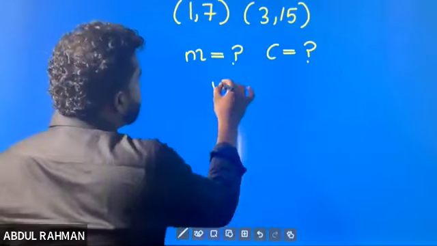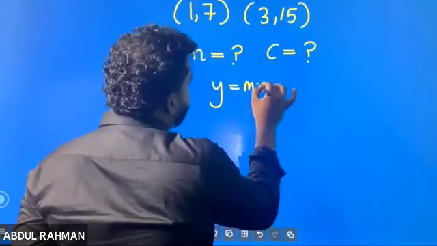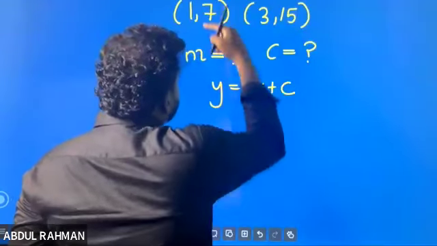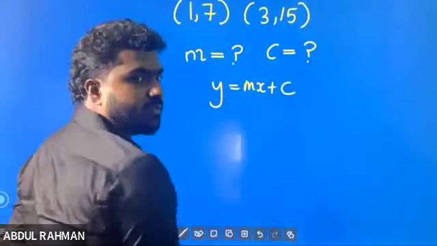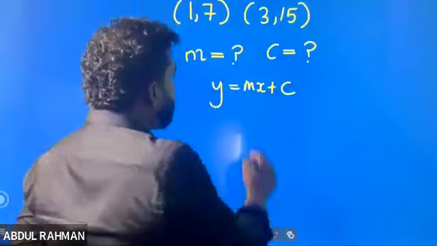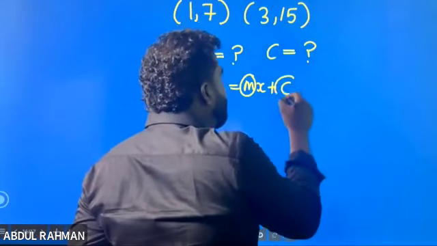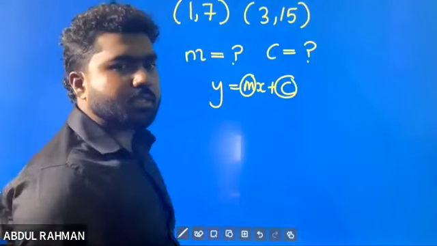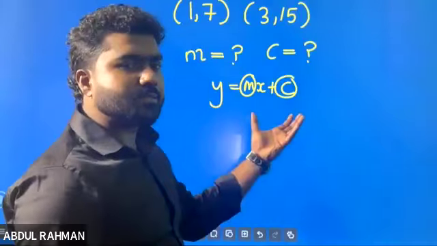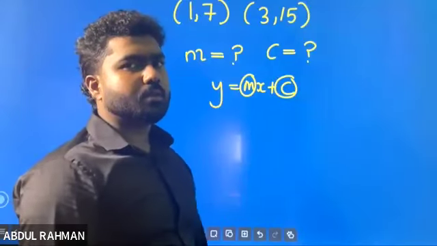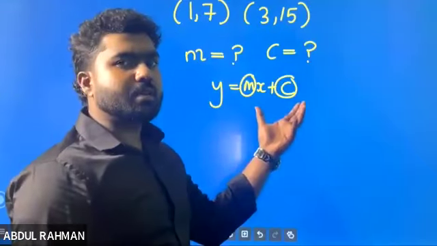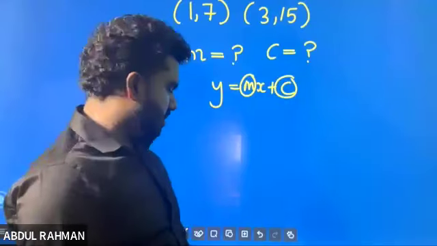You can't take the equation y equals mx plus c and substitute the values of x and y and get the answer. Why can't you get the answer? Because you have two unknown things. When you have two unknown things, we studied last week, what is that equation? Simultaneous equation. It should be a simple equation. It cannot be a simultaneous equation problem.